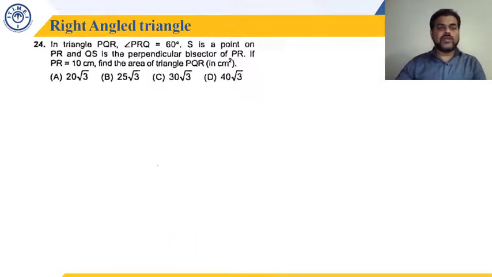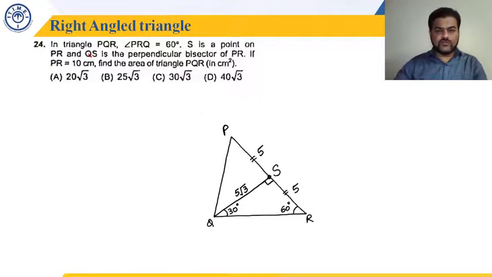In a triangle PQR, angle PRQ is equal to 60 degree. S is a point on PR and QS is perpendicular bisector of PR. If PR is equal to 10 centimeters, find the area of triangle PQR. Okay. So let's draw the figure first. So this is how the figure will look like.